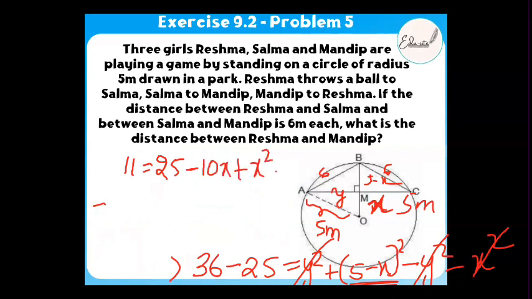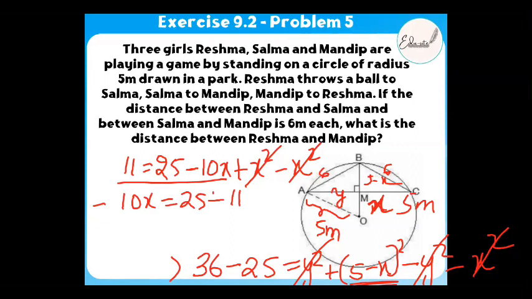Minus x square is outside here. x square minus x square cancels out. So 25 minus 10x is equal to 11. So 10x is equal to 25 minus 11. Correct, beta? Yes. Now, 10x is equal to, what is 25 minus 11? Be quick. What is 25 minus 11? 14. What is 14 over 10? So 7 by 5.